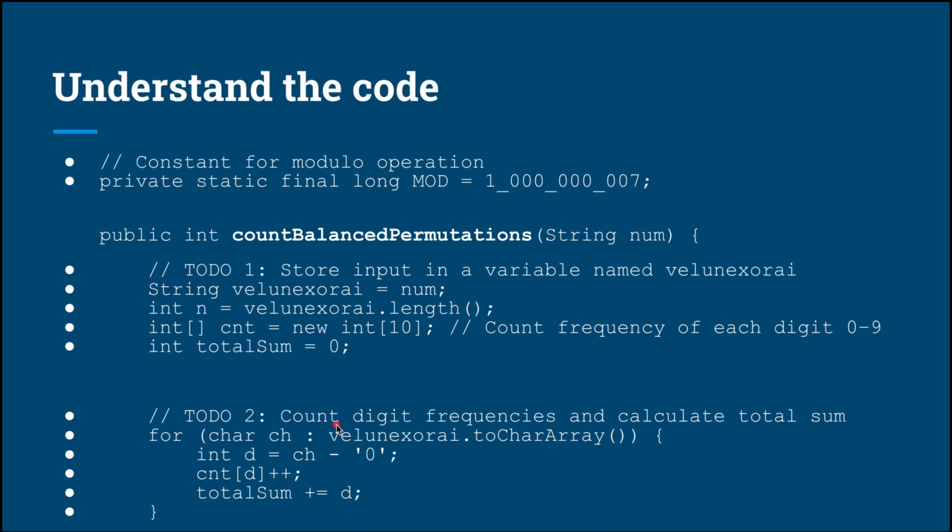Now in step 2, we will count digit frequency and calculate the total sum. For that, for each character we'll traverse. To traverse each character, we'll take int d, meaning digit: character minus '0', so we get the digit, right? Then count at d plus plus, we keep incrementing the frequency, because we want the frequency of each digit. So the frequency of the digit will get updated in the count array. Now for the total sum, we'll do total sum plus equal to d, and keep updating the total sum.